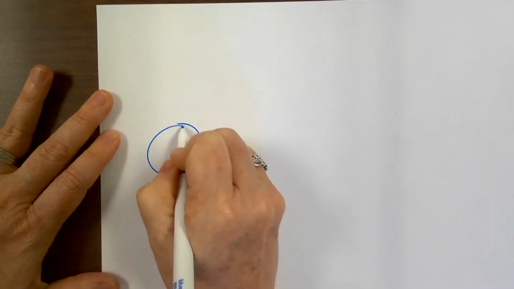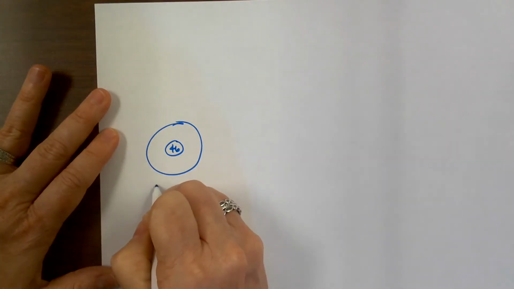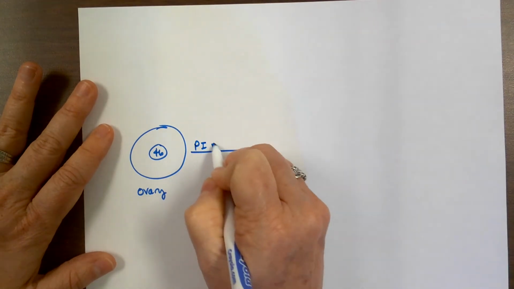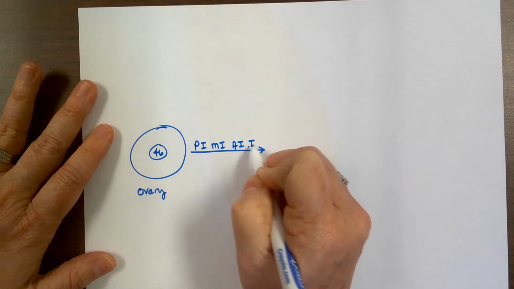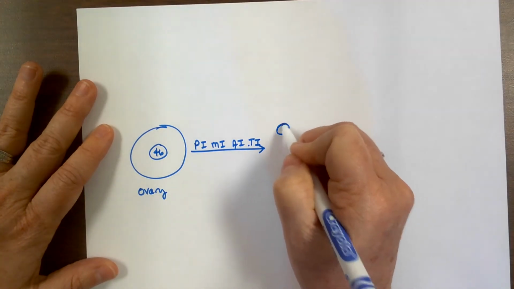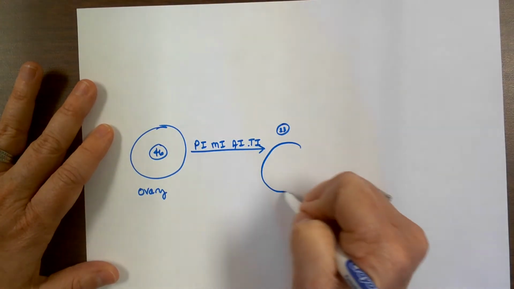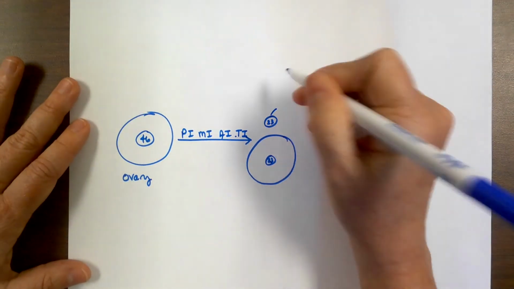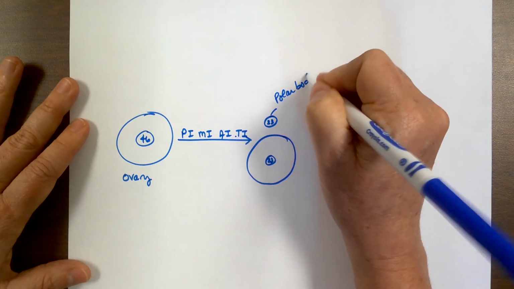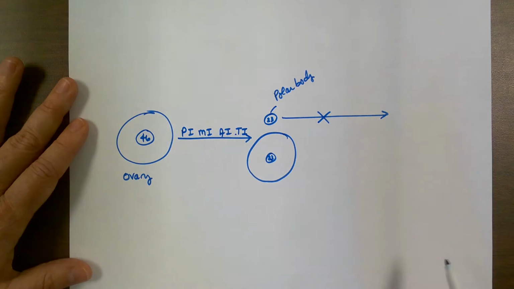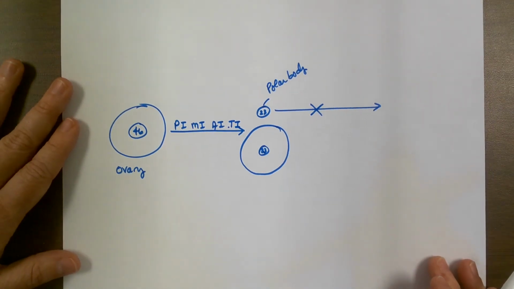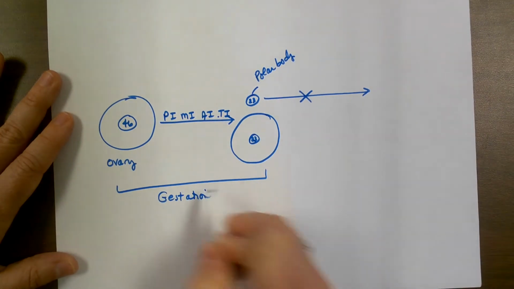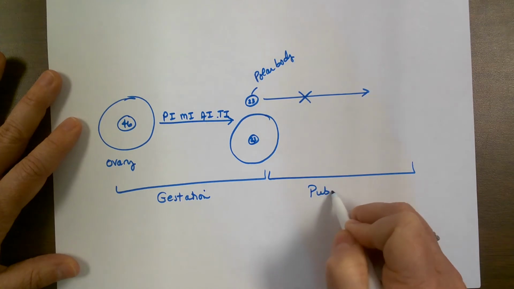So we start with this cell this size with 46 chromosomes, in my ovary. It goes through the first phase of meiosis, so P1, M1, A1, T1, and then cytokinesis. And then I'm going to get one that has 23 and one that has 23. This is called a polar body. And typically, it doesn't go through the next round of divisions because there's really no point. This happens during gestation, so while the female is developing, and this happens during puberty.